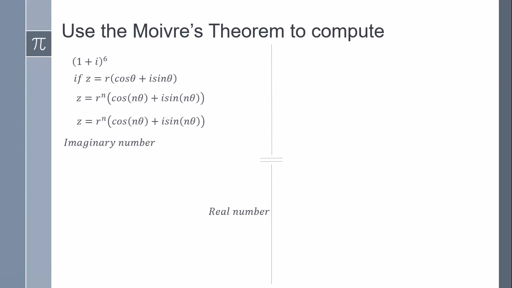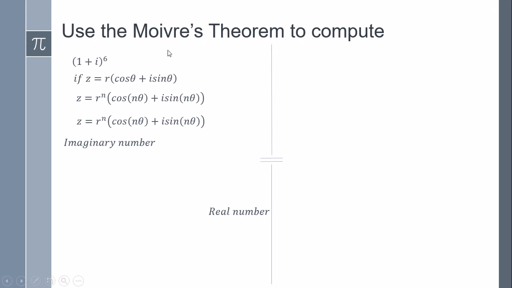Okay, in this exercise we're going to use the Moivre theorem to compute this expression here. This is used when we have to compute the exponential of an imaginary number. We know that we can use this equation, which is z equal to r times cosine theta plus i sine theta.